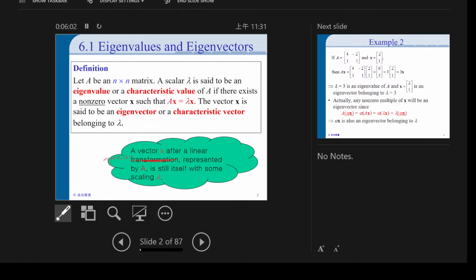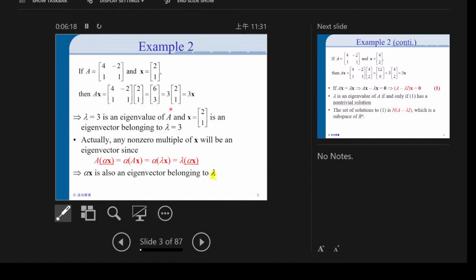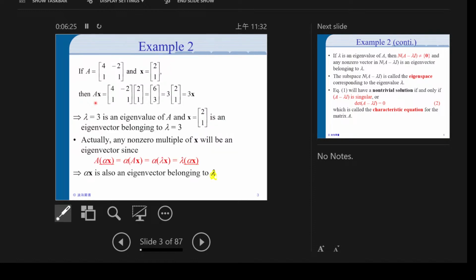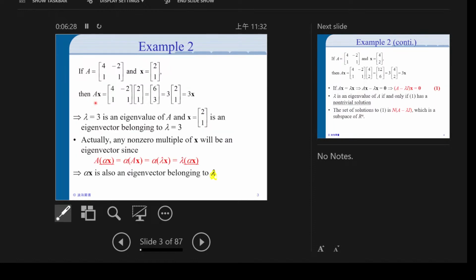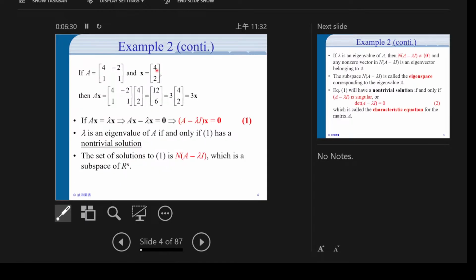Here we want the vector x to be a non-zero vector, because obviously A multiplied on the zero vector is just the zero vector, equal to zero times any eigenvalue, and that's not very useful. So also remember it's non-zero here. We can see the example here. We multiply x by 2, it becomes (4, 2), and A times x is (12, 6), which is also 3 times (4, 2). So it's 3 times x.